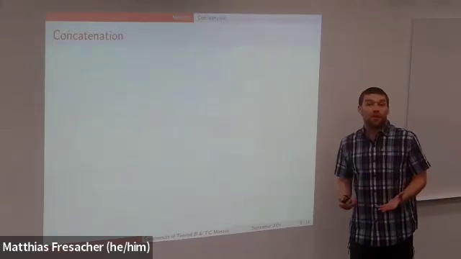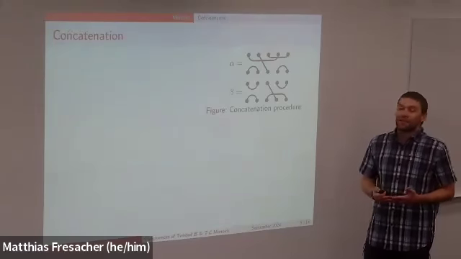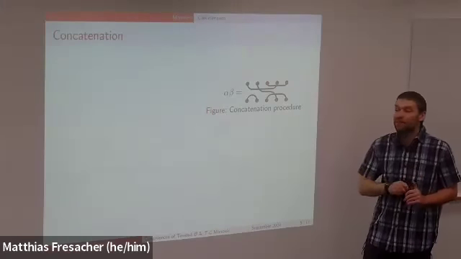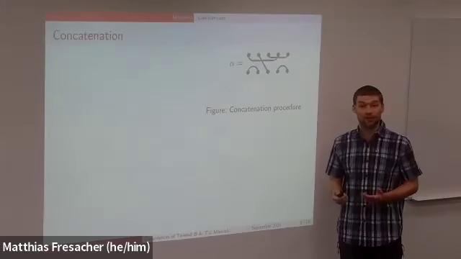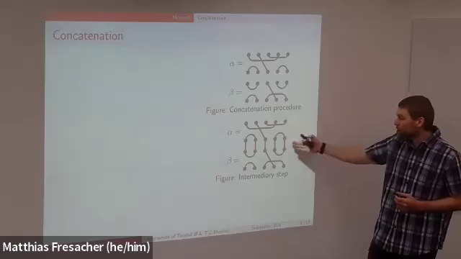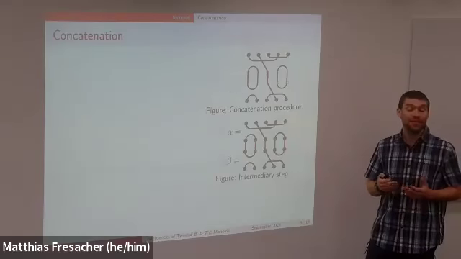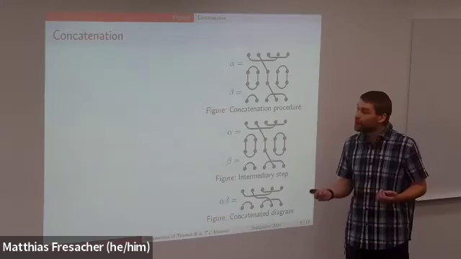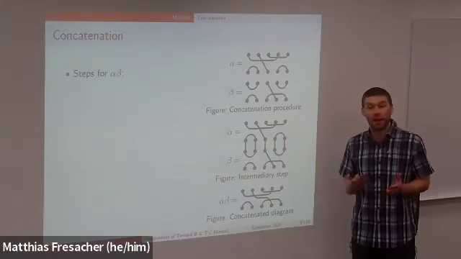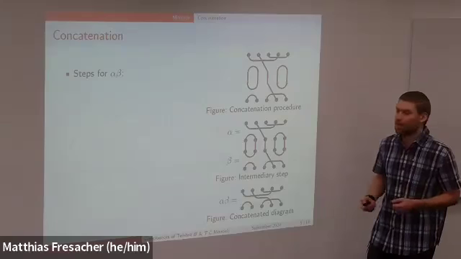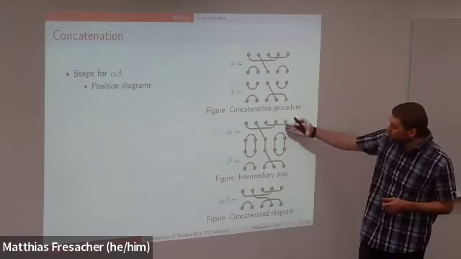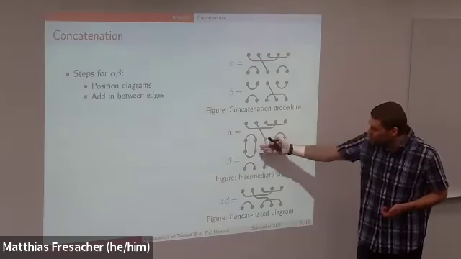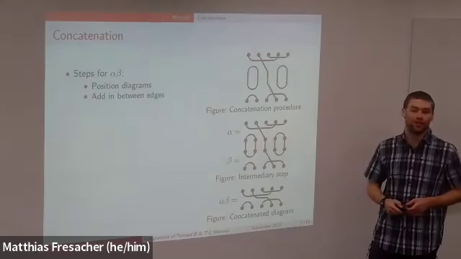For our monoid, we need a multiplication operation, and that is the concatenation operation. For those of you that are visual-based learners, this is an animation of that procedure in action. For everybody else, we're going to use these intermediate steps to show how we end up at the concatenated diagram. So let's go through the steps for calculating alpha times beta in detail. First, we position the two diagrams, one directly on top of the other, and then we draw these red vertical in-between edges.